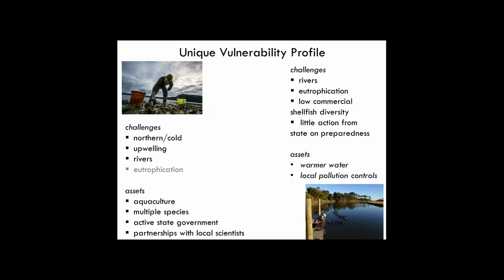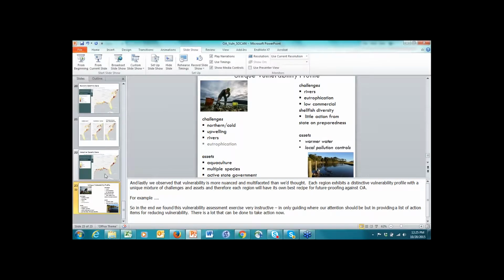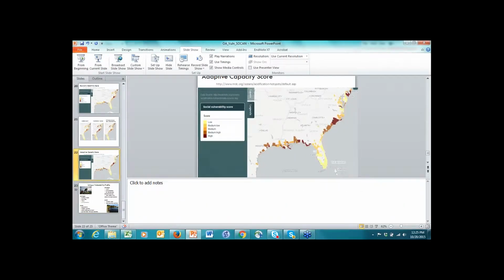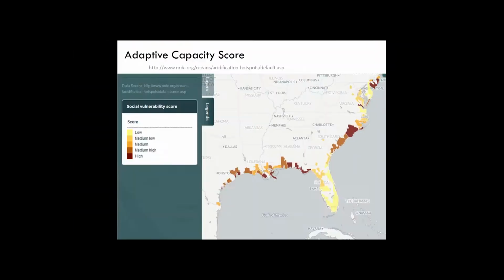And Lisa, I saw you mentioned the difference in adaptive capacity between Florida and Louisiana. I was wondering if by chance you recall or have a sense of what those differences were in those states. That's a great question. So I'd like to go back to that slide.